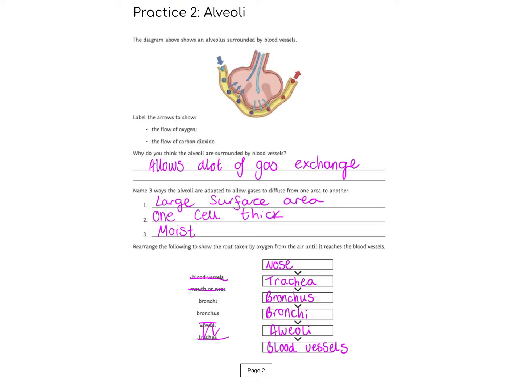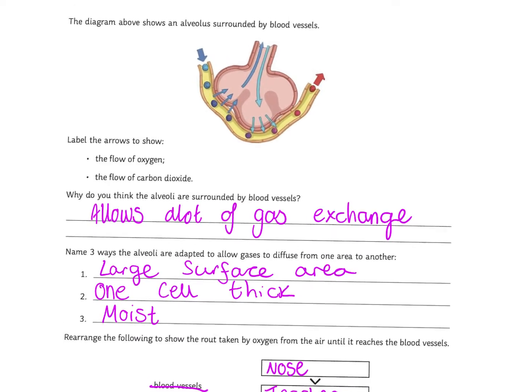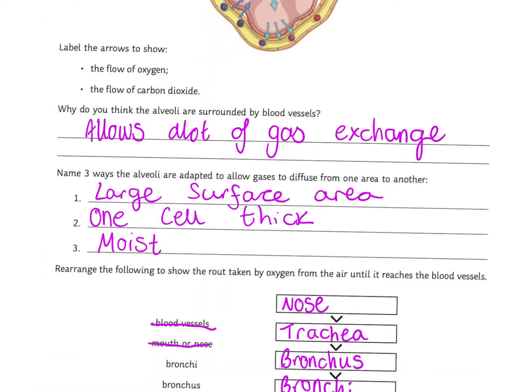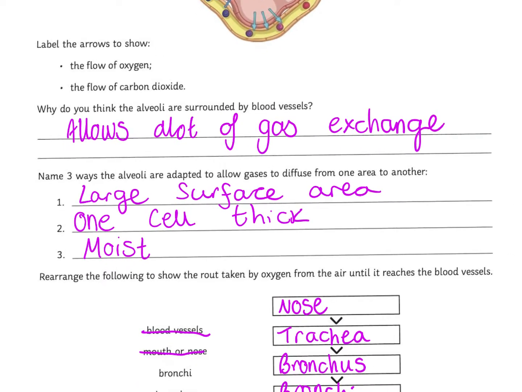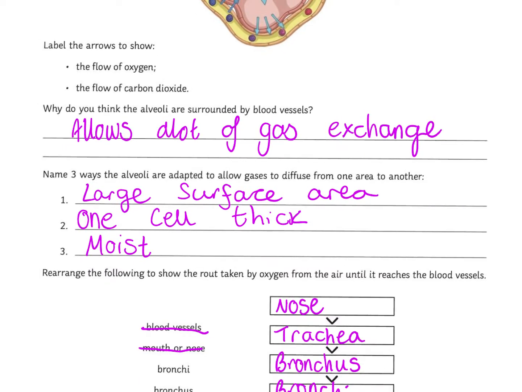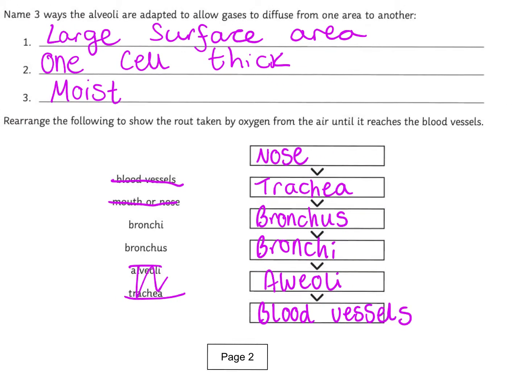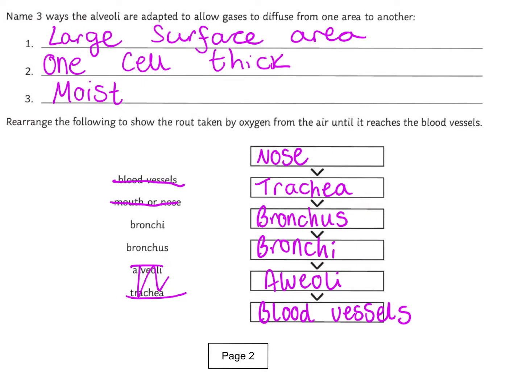So, looking then at the alveoli in a little bit more detail, why do you think the alveoli is surrounded by loads of blood vessels? It allows a lot of gas exchange to occur. Name 3 ways the alveoli are adapted: large surface area, 1 cell thick, and then moist. Then putting it in order of what happens when you breathe in. So it first goes through your nose, goes down your trachea, then your bronchus, then your bronchi, then your alveoli, and then to your blood vessels.